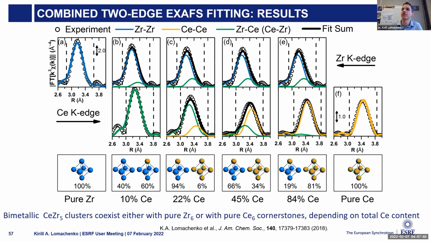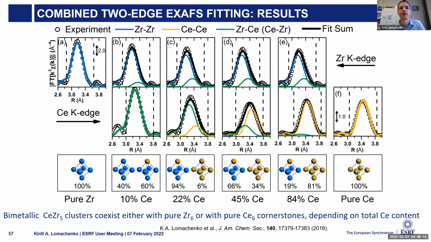The global R factor is low, but also each individual R factor for each particular fit under these constraints is also good. And that confirms this hypothesis of the preferential formation of cerium-zirconium-5 and the formation of complementary phases of zirconium-6 and cerium-6. So this is, I think, quite an instructive example of multiple edge EXAFS fitting.